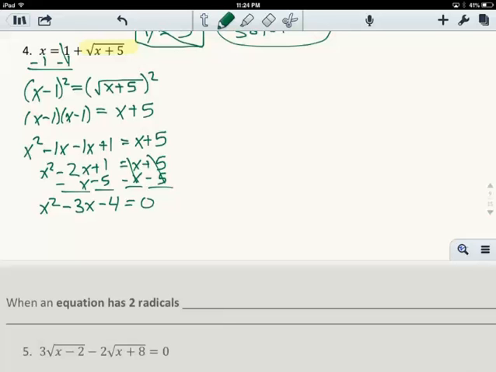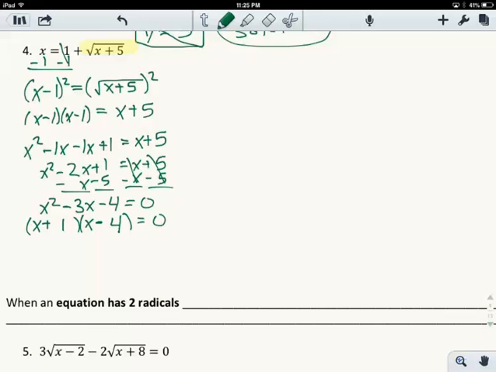We can go ahead and factor that out now. So we end up with x and x. Factors of 4 are 1 and 4 or 2 and 2. In this case, we're going to use 1 and 4. We want our bigger number to be negative and our other number to be positive. So when we factor that, we'll have x plus 1 equals 0, and x minus 4 equals 0.